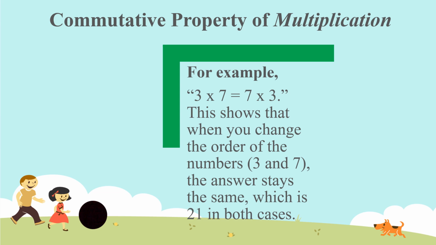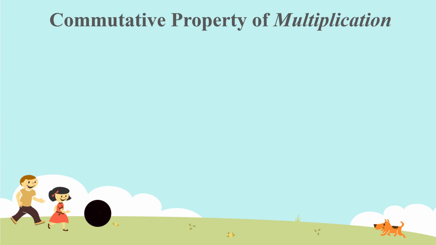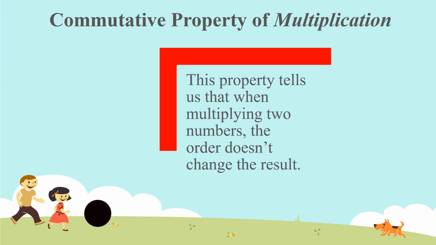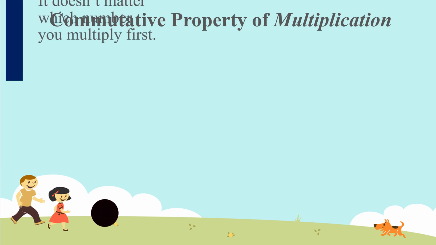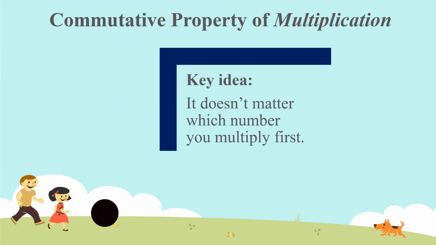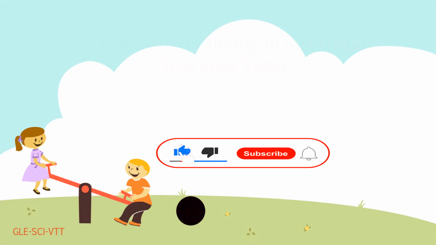For example, 3 times 7 equals 7 times 3. This shows that when you change the order of the numbers 3 and 7, the answer stays the same, which is 21 in both cases. This property tells us that when multiplying two numbers, the order doesn't change the result. The key idea: it doesn't matter which number you multiply first.